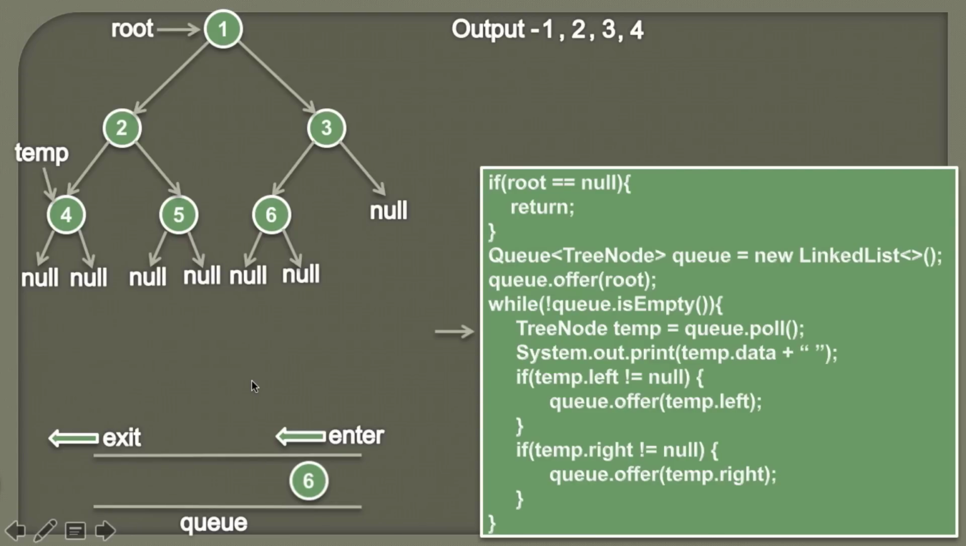So now temp will point to the node 5. Moving ahead, we'll simply print the data associated with the temporary node, which is nothing but 5. So now 5 will be printed on the console.